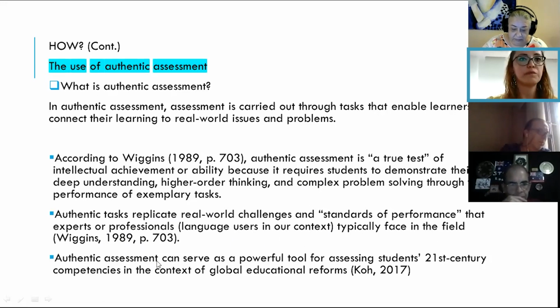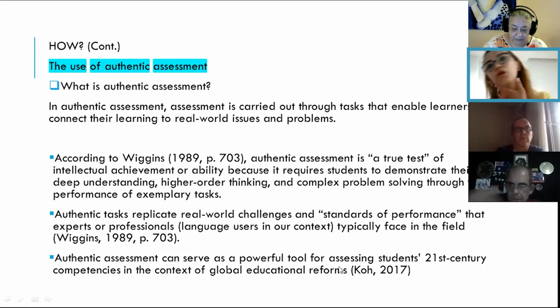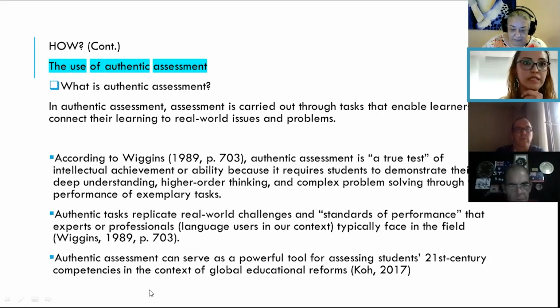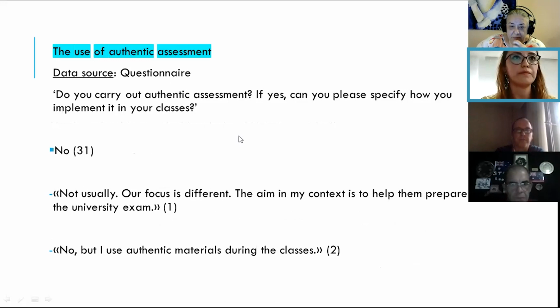And authentic assessment can serve as a powerful tool for assessing students' 21st century competencies in the context of global educational reforms. These are for reminding us of the authentic assessment. Then, when I looked deeper into it and asked teachers if they carry out authentic assessments, and if yes, how they do it, I wanted them to specify.